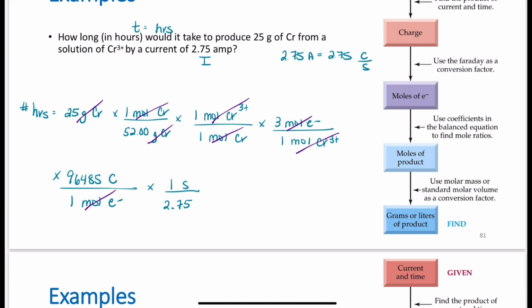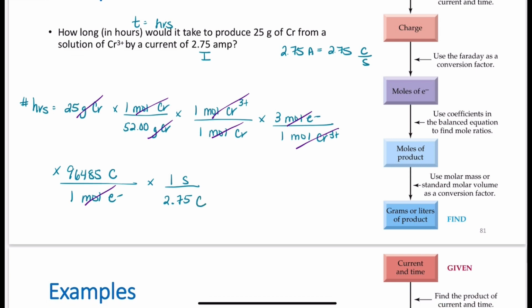Just reiterating that we don't always have to do it in multiple steps. We can do it all together. That's going to give me my seconds. Go ahead and convert to hours. I know that 1 hour contains 3,600 seconds. From doing way too many practice problems, I have that memorized. Let's see, and this will equal 14 hours. Which, again, sounds like a really long time. It's not quick, but it's not long in the world of electrochem.